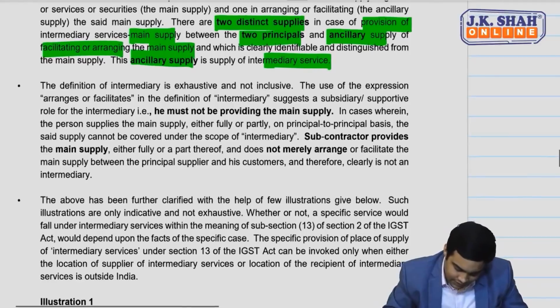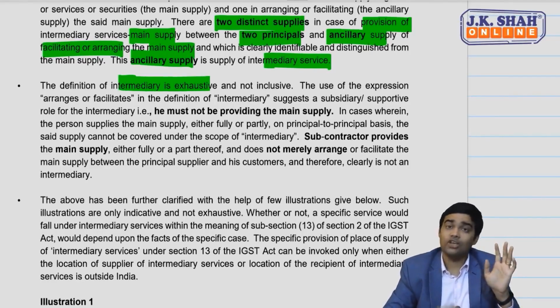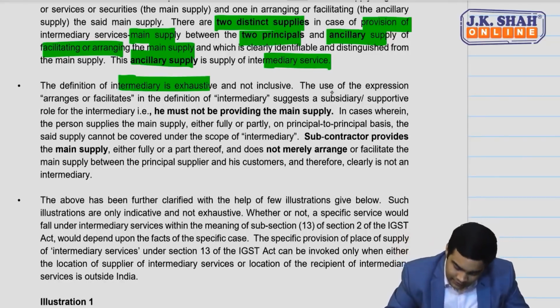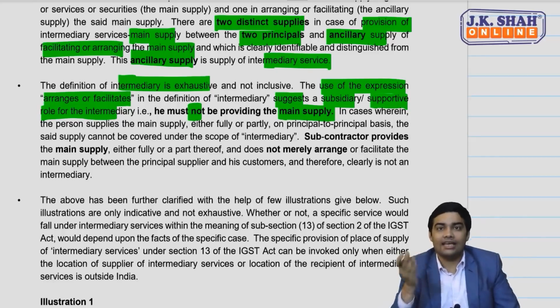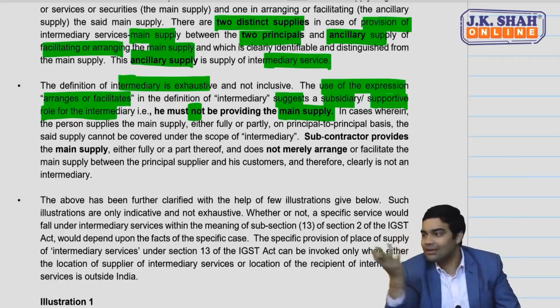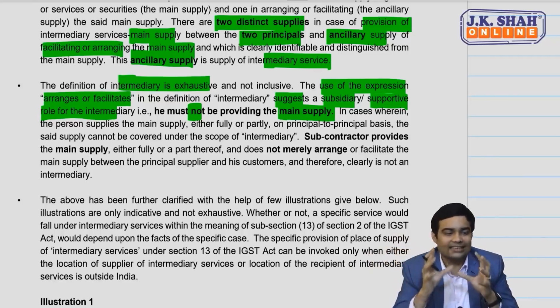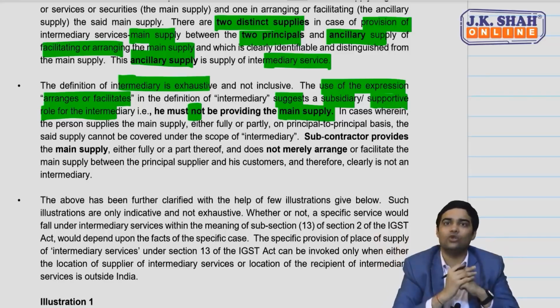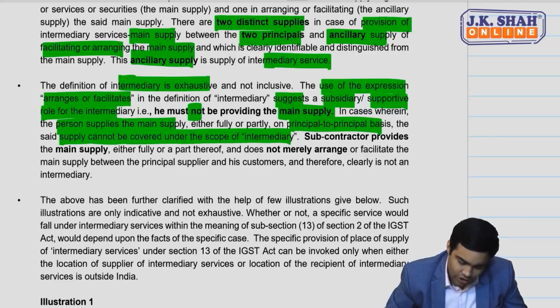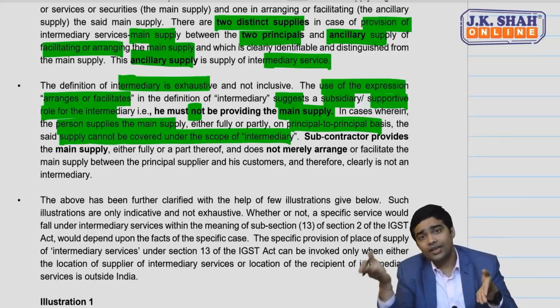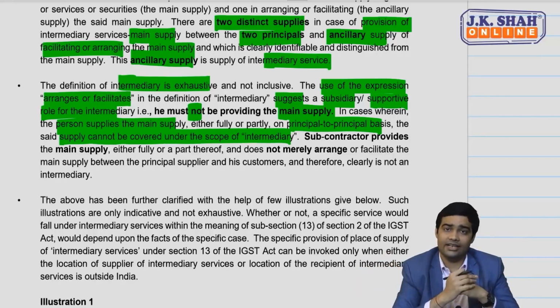Let's see further. The definition of intermediary is exhaustive because it says intermediary means. The use of the expression arranges or facilitates suggests a subsidiary or supportive role of the intermediary, he must not be providing main supply. He should only act as an agent. He should not provide the supply directly to recipient. He must only act as an agent and supplier is providing service directly to recipient. Let's see. In cases where person supplies the main service on principal to principal basis, the said supply cannot be intermediary. If I am only providing directly to recipient, then in that case, I am not an intermediary. Okay.